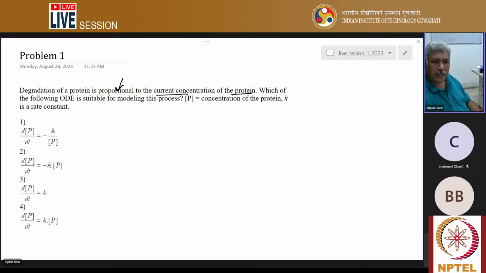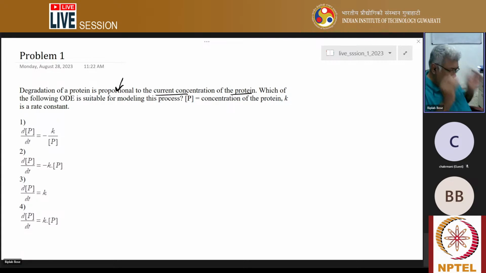Does someone want to try? Give the answer. You can raise your hand or write on the chat. We have 4 options given here. We have said that the degradation of protein is proportional to the concentration of the protein at that time. Which of the following ODEs is the right model for this degradation? Is there anyone who can try? Yes, one answer, Christian has said B. Yes, absolutely correct. B or 2.